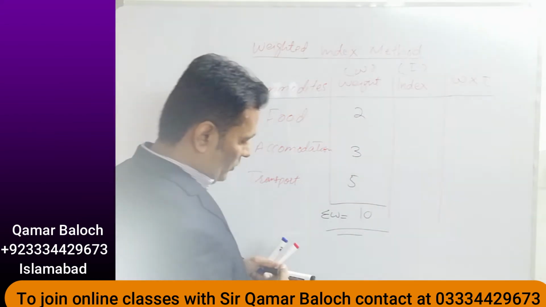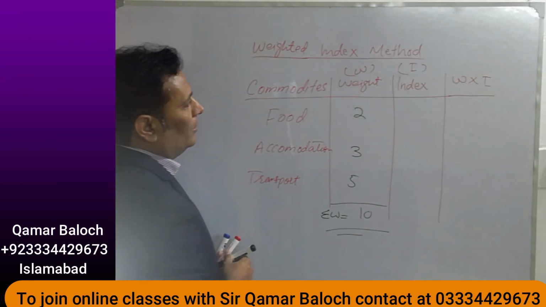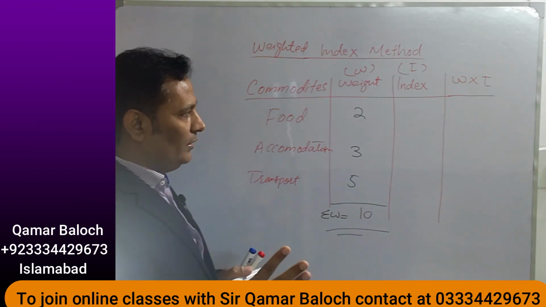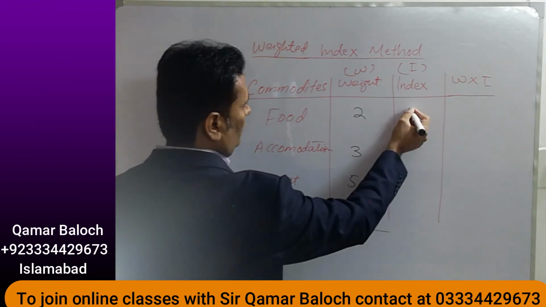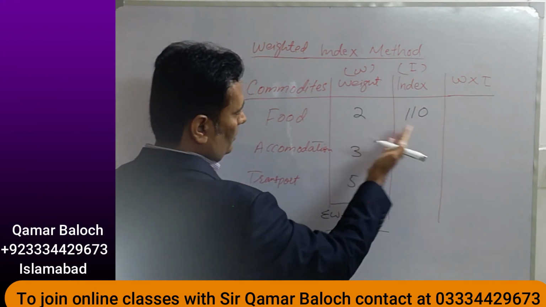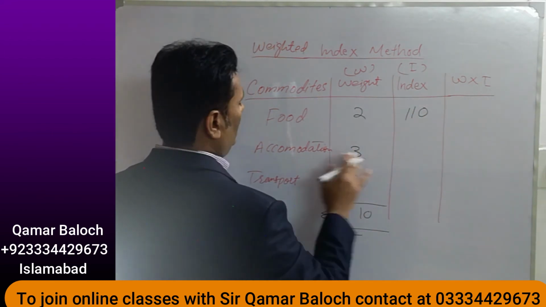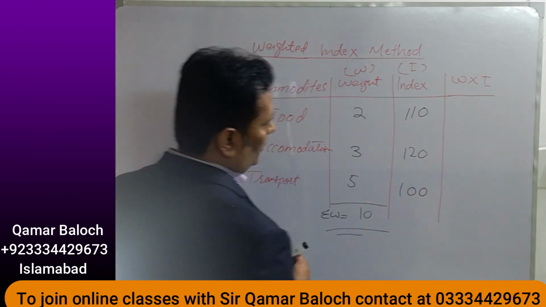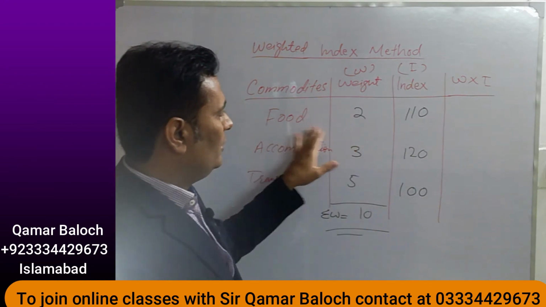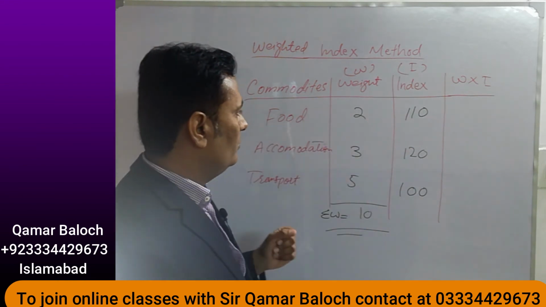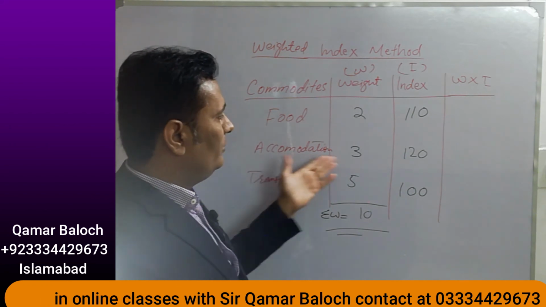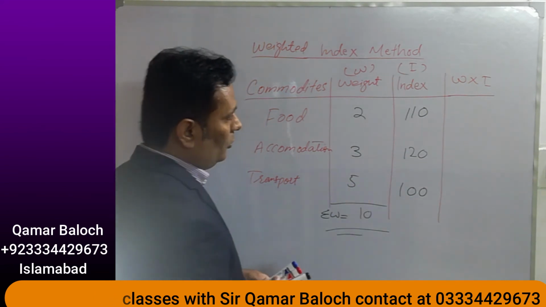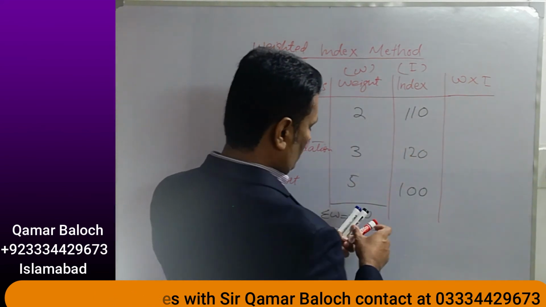Now if we are also provided with the index of each product, let's say base index is always 100. Let's suppose the index of food is now 110, meaning 10% increase. There is a 10% increase in price of food, and index of accommodation is 120, and index of transport is, let's say, 100. So what does this index show? This shows that food prices have on average increased by 10%, accommodation prices have increased by 20%, and transport prices are constant. Now we will multiply weight and index to get weighted index.